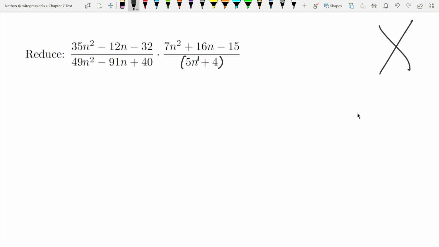A times C, bring a calculator in here. A times C is 35 times 32. That's 1120. And we have negative 12. Oh yeah, this is going to be positive and negative here. So it's going to be negative 1120 and positive 12. Okay, two numbers that multiply to give this, add to give this.